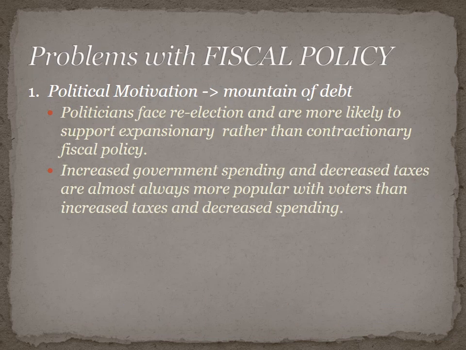Okay, problems with fiscal policy. We're going to have three of them. The first one is that the political motivation leads to mountains of debt. Keynes was like, oh well, there's going to be just as much contractionary fiscal policy as there is expansionary fiscal policy, so we're going to have the same amount of surpluses and deficits, and so the budget's going to be balanced in the long run. And that's totally fine, don't even worry about it, guys. But it turns out he was really wrong about that, right?